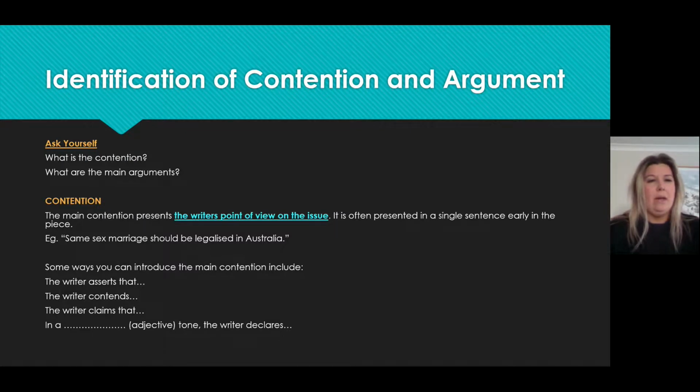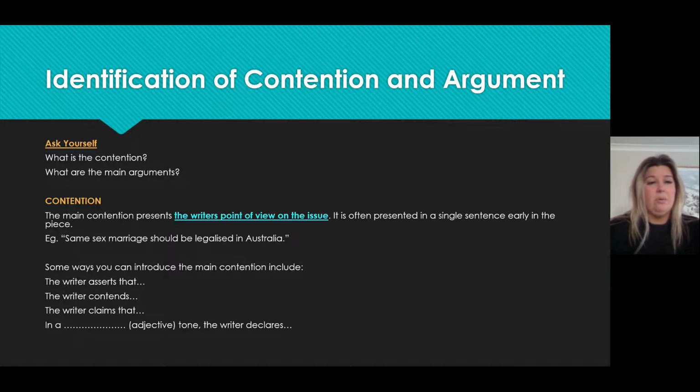So what do I need to wrap my head around first? You must be able to identify the contention and the arguments used by the writers. Questions that you should be asking yourself: what is the writer's contention and what are the main arguments? The main contention presents the writer's overall point of view on the issue. It's often presented in a single sentence early in the piece, perhaps in the title, but it's not uncommon for writers to also get to their contention towards the end.